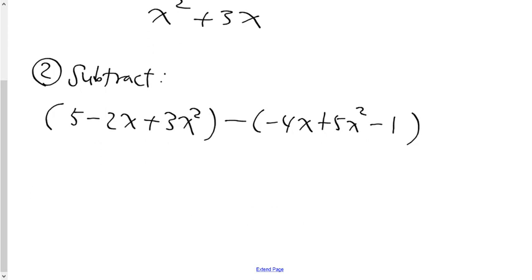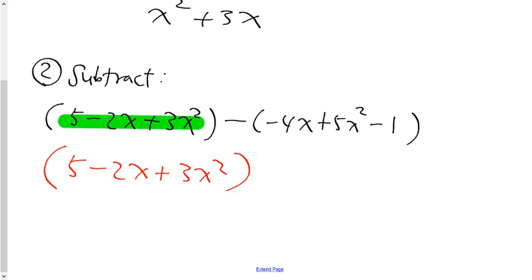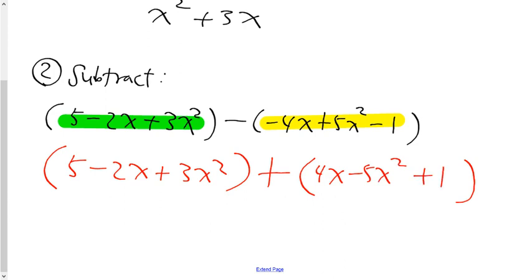So I'm going to keep this first polynomial as is. I'm not going to change it. I'm going to change the subtraction to addition, and I'm going to use the opposite of this polynomial. So keep, flip, change. What's the opposite of that polynomial, Danny? What's the opposite of the yellow highlighted polynomial? Positive 4x minus 5x squared plus 1, right? So using our integer ideas, adding the opposite works instead of subtracting, we can do this.